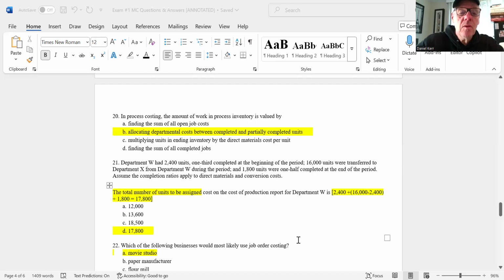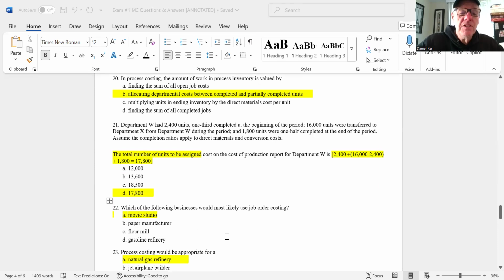21. So they give us a bunch of information. The total number of units to be assigned costs, the total number of units. They didn't ask about equivalent units. They said total number of units. So the total number of units would be the 2,400 plus the started and completed, which is 16,000 minus the 2,400, which was the beginning inventory, plus the ending inventory of 1,800. This is the units to be assigned, not the equivalent units. So the answer there is D, 17,000.